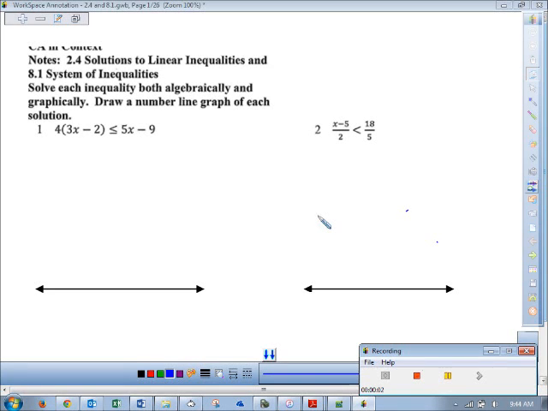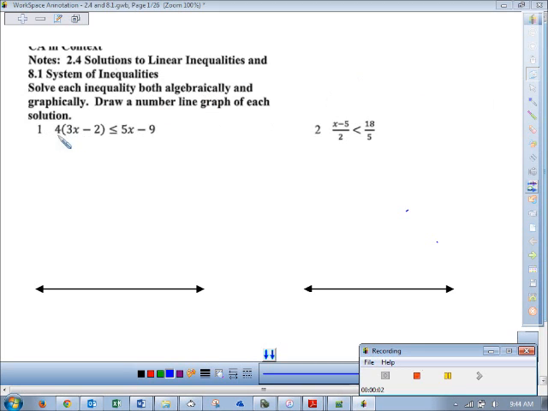Doing a little 2-4 and 8-1 here in college algebra today. We're solving inequalities. They ask us to solve these inequalities both algebraically and graphically. I'm just going to do the first two algebraically and then the last two graphically and just kind of show you that you can do them either which way. Solve it algebraically means go ahead and do the algebra.